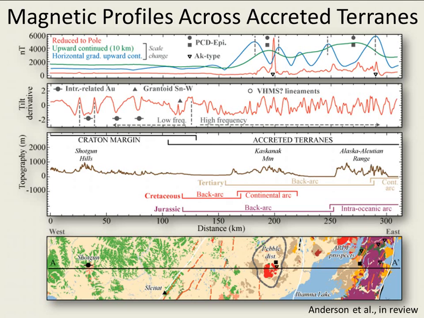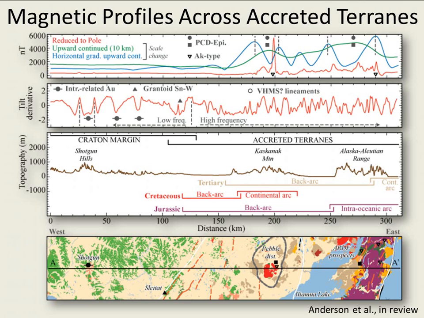So thinking about the magnetic data, the reduced to pole data show a complex pattern over the intraoceanic arc and continental arc up here. Within this complex pattern are characteristic short wavelength, high amplitude anomalies that might indicate magnetite-rich Alaska-type ultramafic-mafic complexes. And then the late Cretaceous rocks to the west have little magnetic expression.